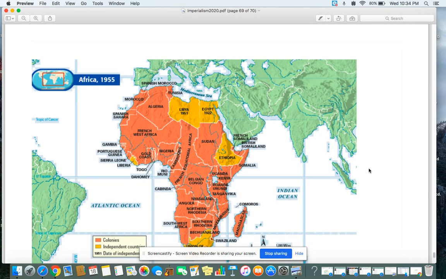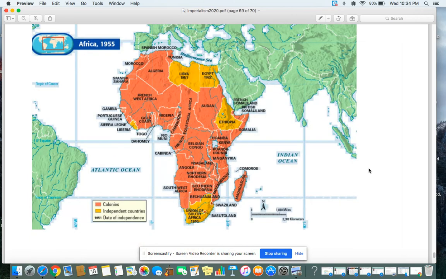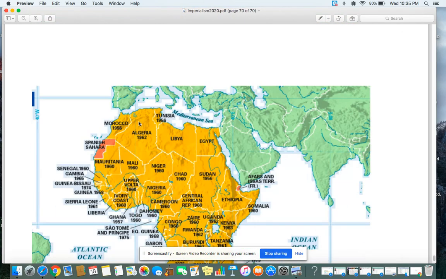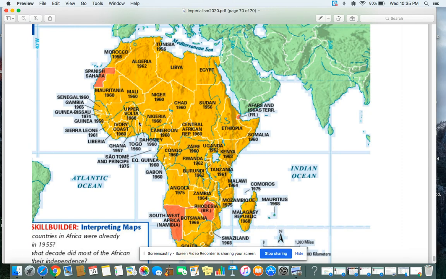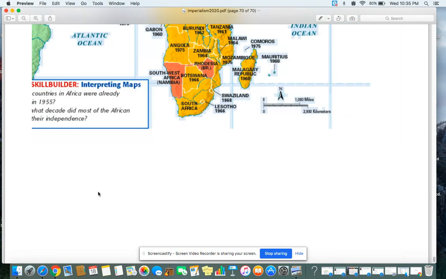So just real quick, this is Africa in 1955. The only areas that were not controlled by Europe in 1955 are this orange color here. I don't know if it's more yellow for you. So there are these little areas here. But then look what it looks like in the 1960s and 70s. Almost all of it then becomes free. So it was a real quick turnaround there in the 60s and 70s. There were a couple areas that didn't get their freedom till later, but for the most part, they did.